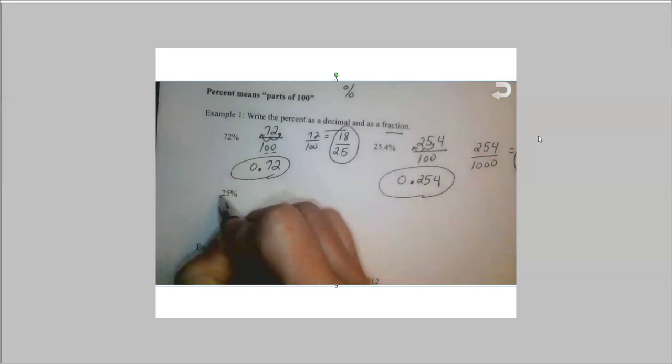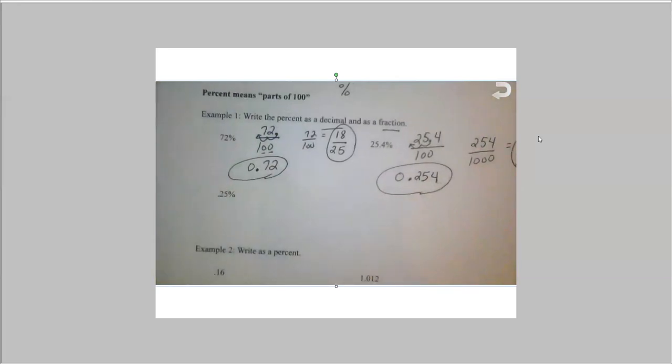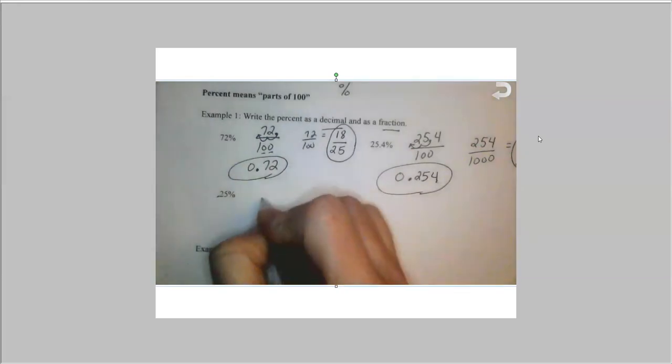This is 0.25%. It's not 25%. It is a decimal percentage. So I need to keep that decimal. When I drop that percent, I divide it by 100.